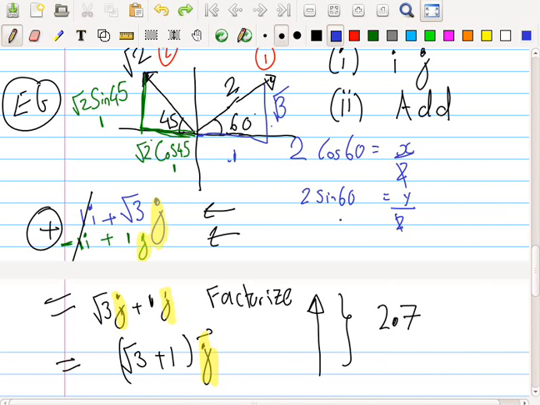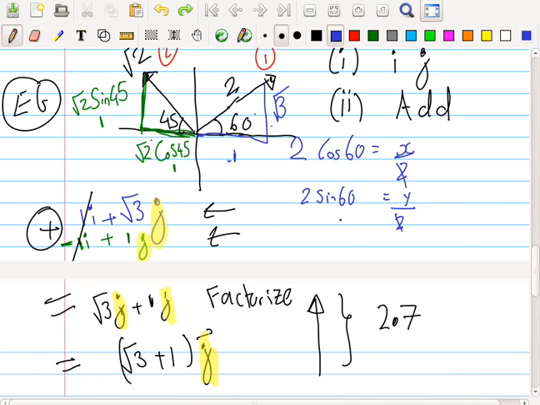And 2 cos 60 works out as 1, so 1 i. And 2 sin 60 is root 3, yeah. The thing you did there is factorize.